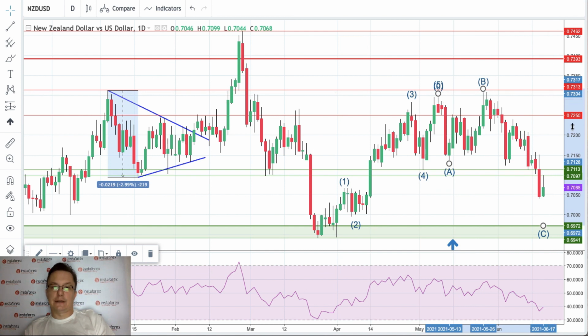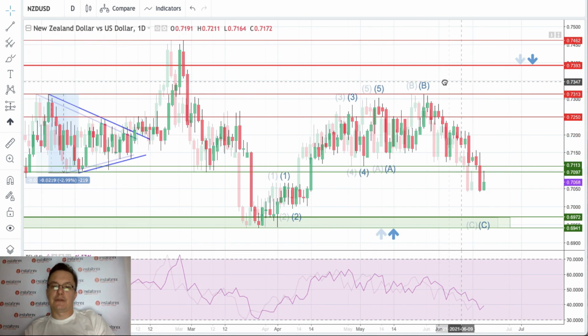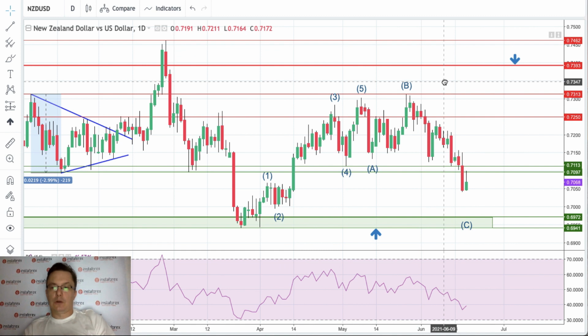Let's take a look at the New Zealand dollar daily time frame chart. What do we have here? We have a breakout to the downside. As you can see, a 5 wave advance has been done. We have the first wave of the decline, wave B, internal 3 waves, A, B, C, and then we got this decline.